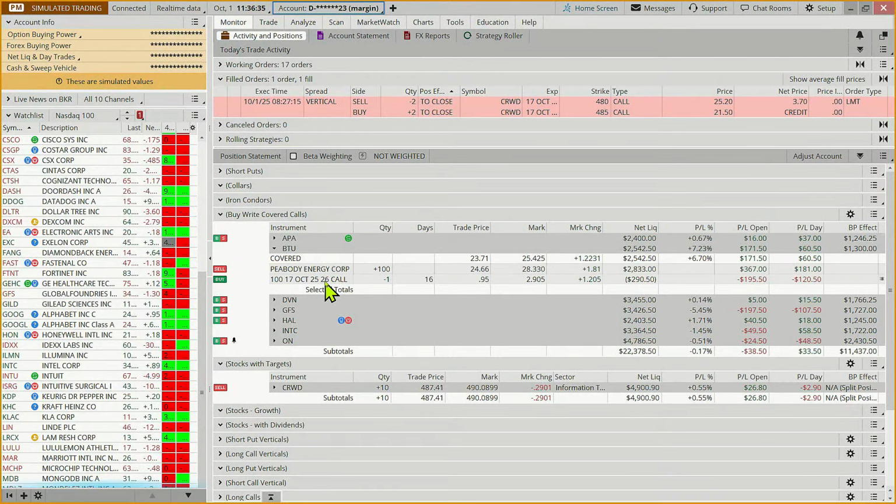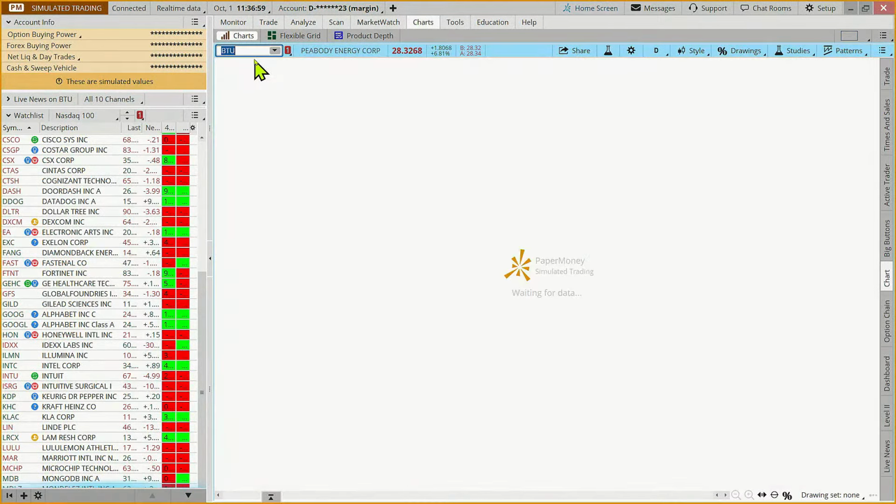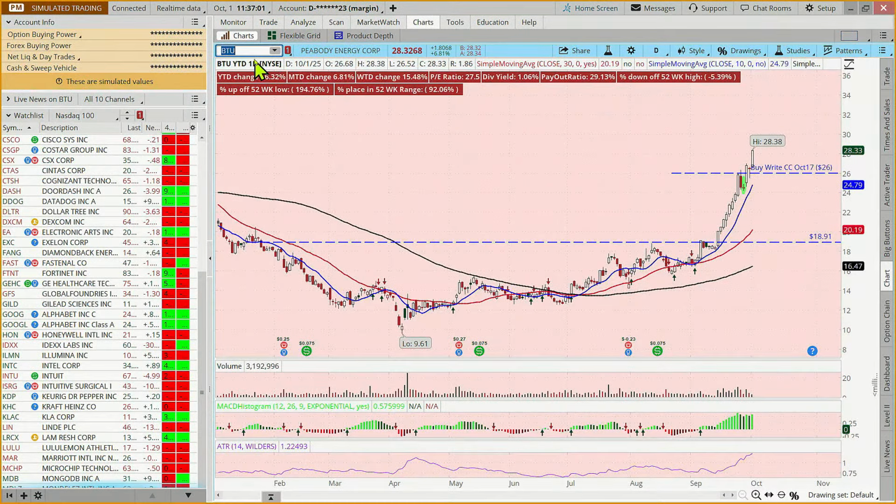And here's our, we did the $26 call. And so the most we can make if we're called out is $26. It's now at $25.42. So the most we can make is another $60 on this trade. And the stock is trading at 28. And so, up dramatically again today.